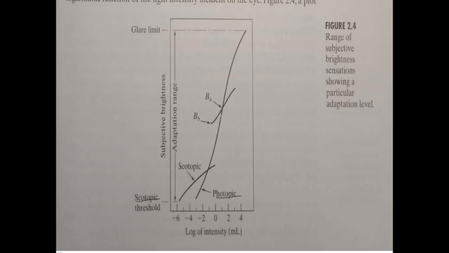For example, if you enter into a film theater, you will be entering from a brighter region into a darker region. The moment you enter into the film, you will not be able to see the seats, right?